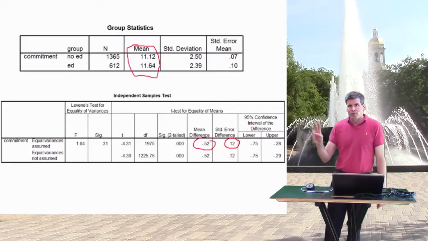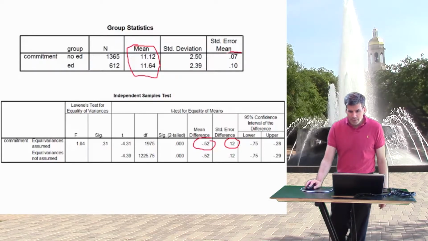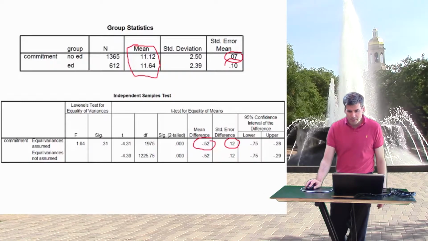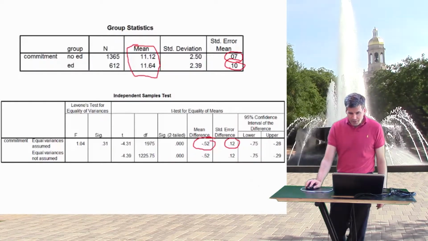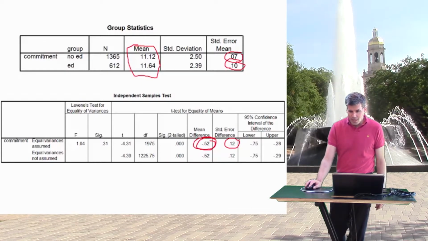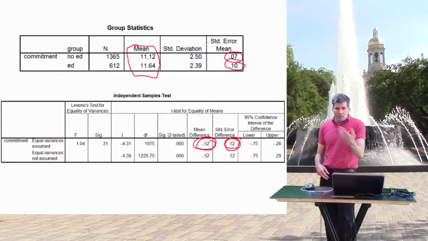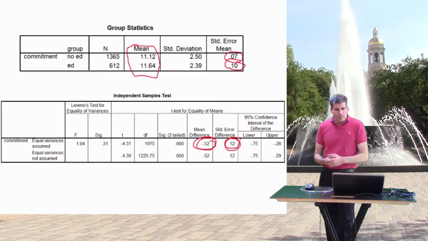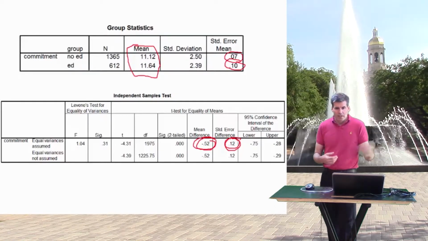Keep in mind that we have two types of standard errors here. We have the standard error of the mean. We have two groups. Each group has a mean, and each of those means has a standard error. And then we have a difference between the two groups. Here our difference is 0.52, or negative 0.52, and a standard error of that difference. So we have a standard error of the mean for group 1. We have a mean for group 2 and a standard error of the mean for group 2. And we have a difference between two groups, a difference between means, and a standard error of the difference.